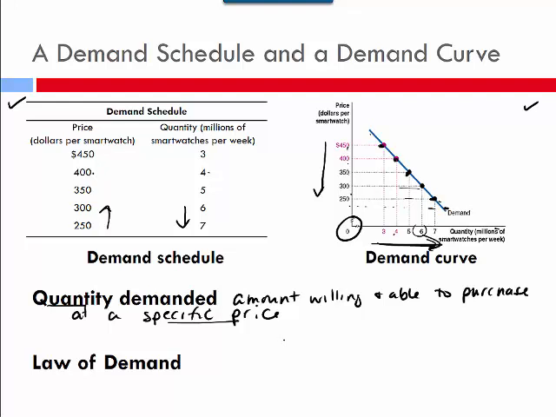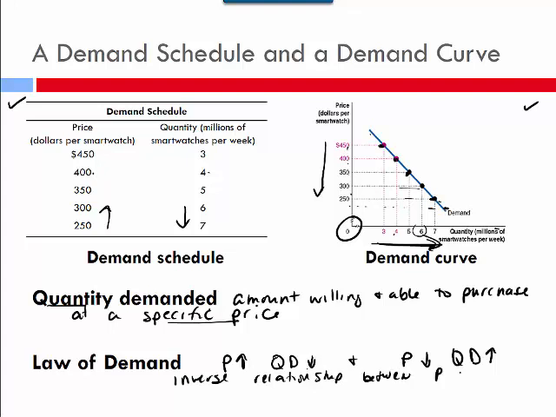Another thing here is the law of demand. The law of demand says that as the price goes up, the quantity demanded will go down, and as the price goes down, the quantity demanded will go up. Now, there's a longer definition in your book with real words. I'll let you look at that one. But what this is really saying is that there is an inverse relationship between price and quantity demanded. One goes up, the other one's going down. That's why we have a downward facing demand curve. So this one slopes down, supply will go the other way.